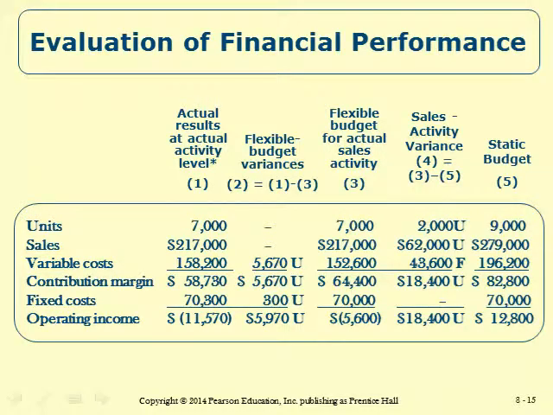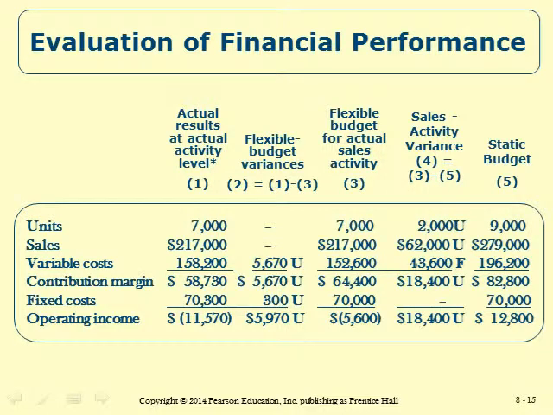So here we see an example of Dominion Company and an activity-based flexible budget for the month ended January 30th, 20X1. We see the units and the sales. In the first column, we have actual results at the actual activity level. So we have units, sales, variable costs, contribution margin, fixed costs, and operating income.